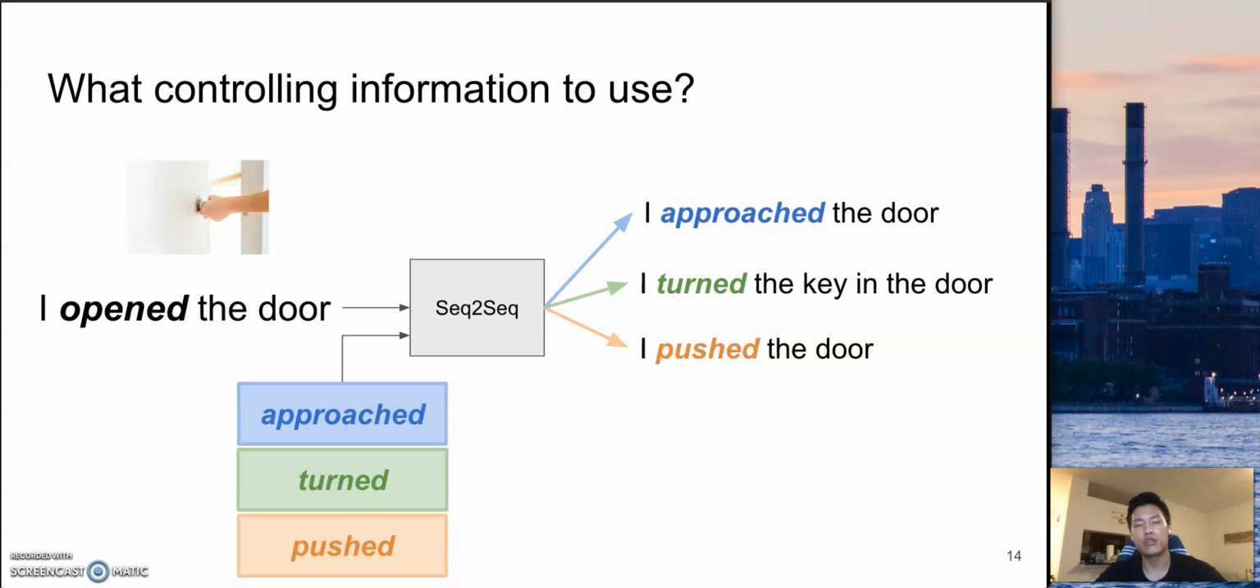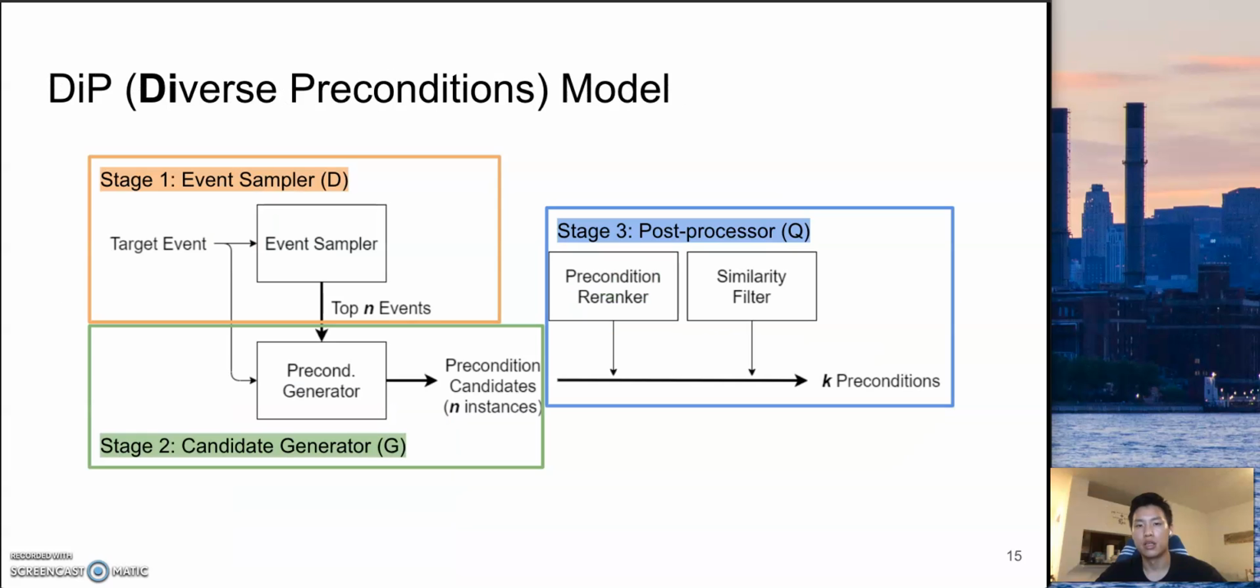Now let's get into more details. This is the whole pipeline of our model, called the DEEP model, which stands for Diverse Precondition Model. This is a three-stage generation system that consists of event sampler, candidate generator, and post-processor.